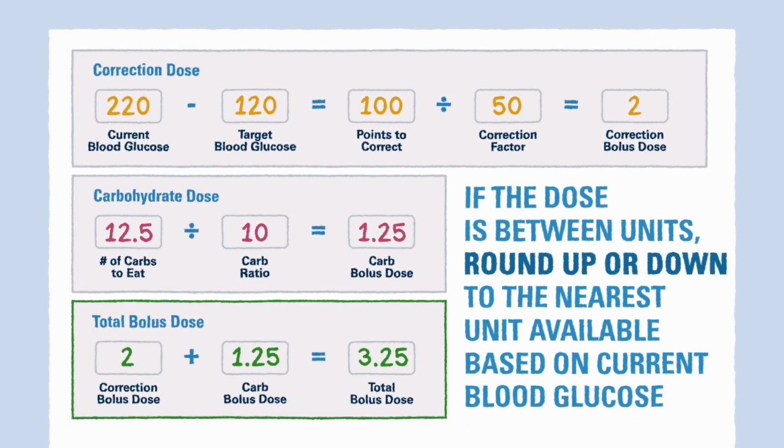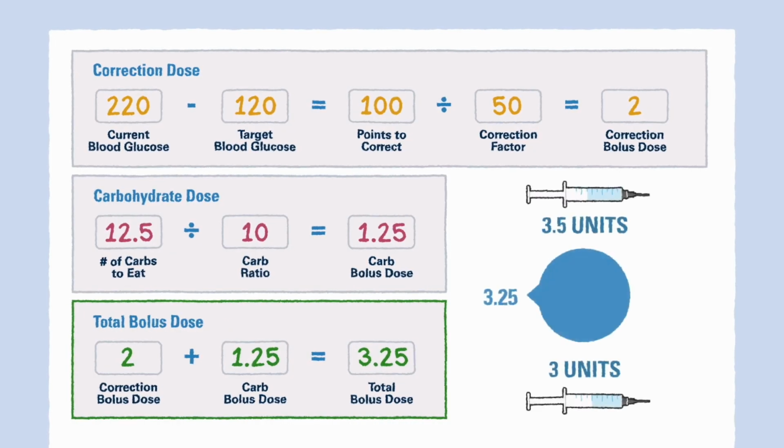If you do the math for a bolus dose of insulin and get a result that is not possible to deliver, you should round the result up or down to the nearest available dose amount depending on your current blood glucose level. The child in this example should round 3.25 up to 3.5 units of insulin or round down to 3 units of insulin, depending on their current blood glucose level and expected activity level. When eating a snack, it is important to consider these conditions.